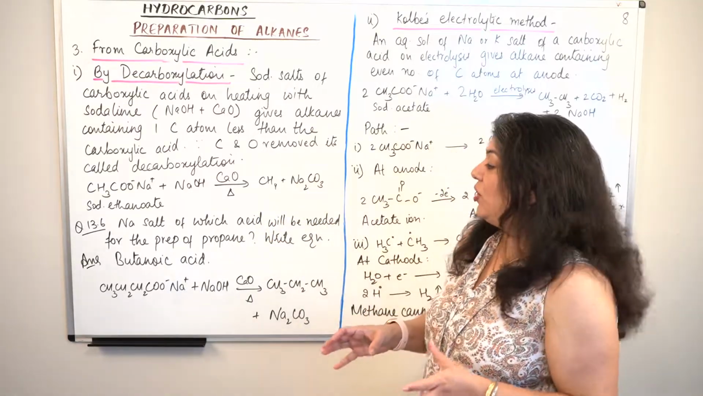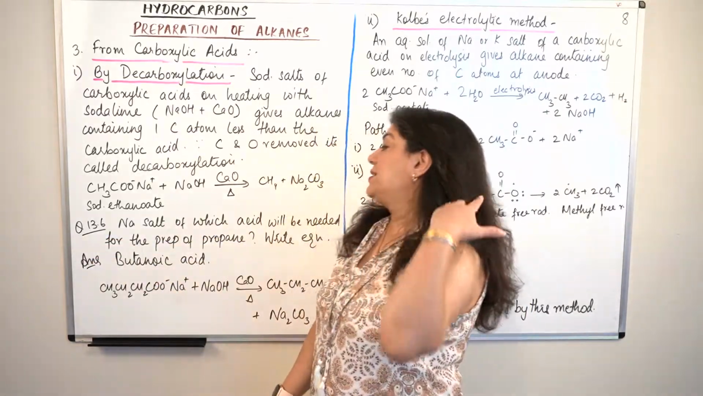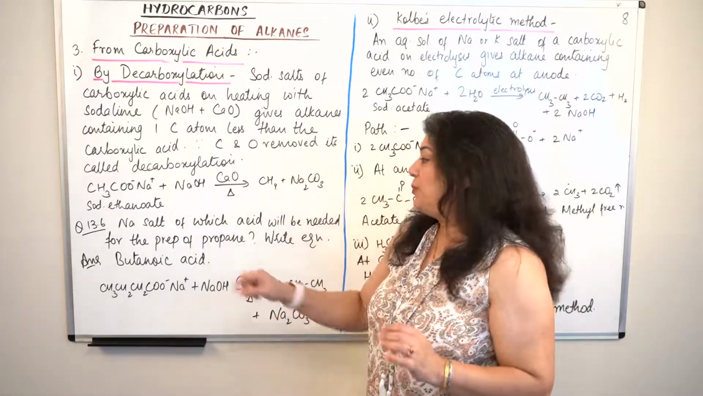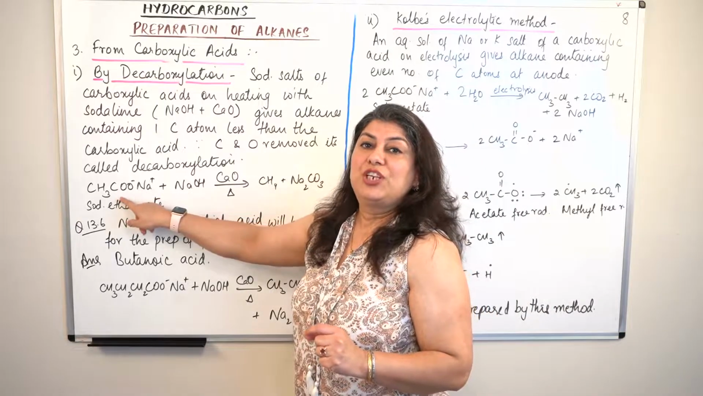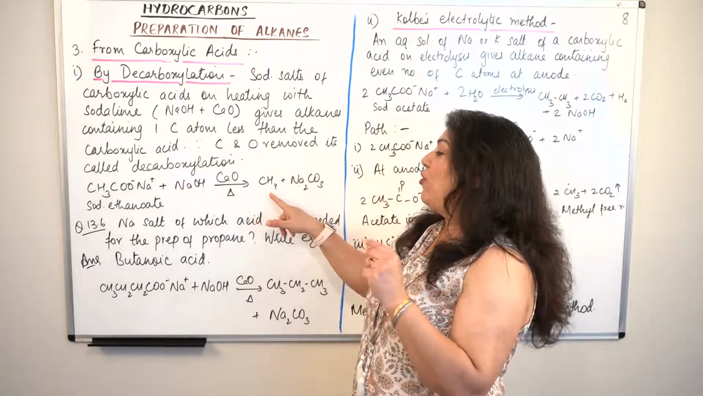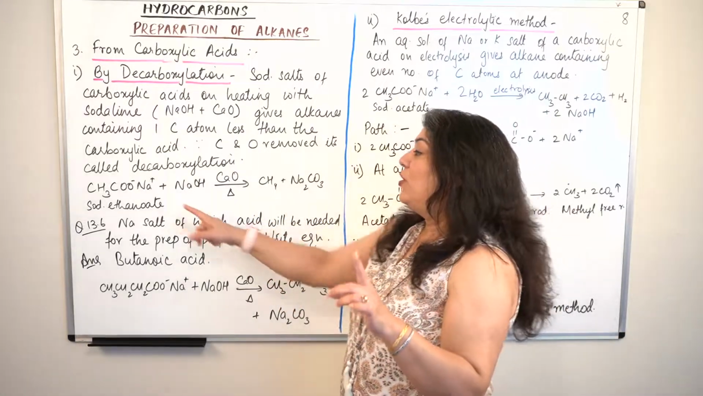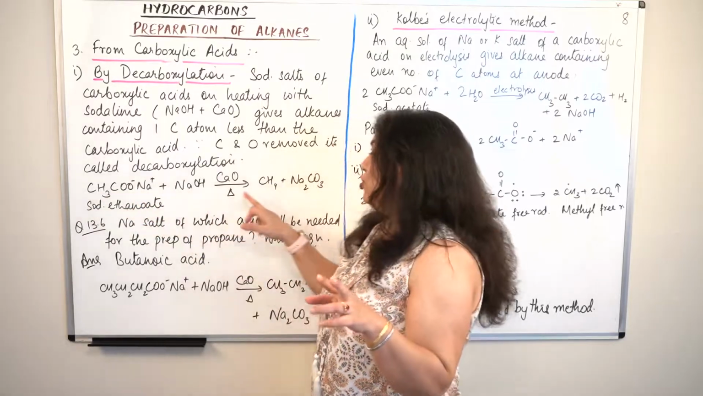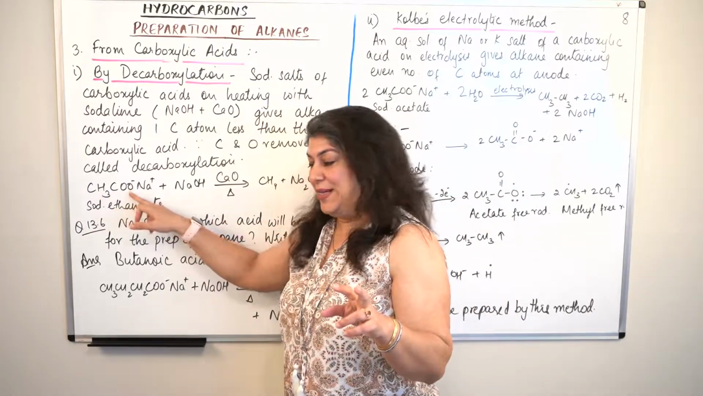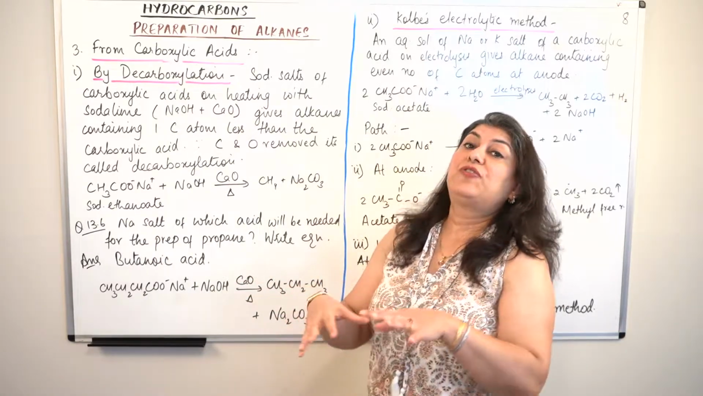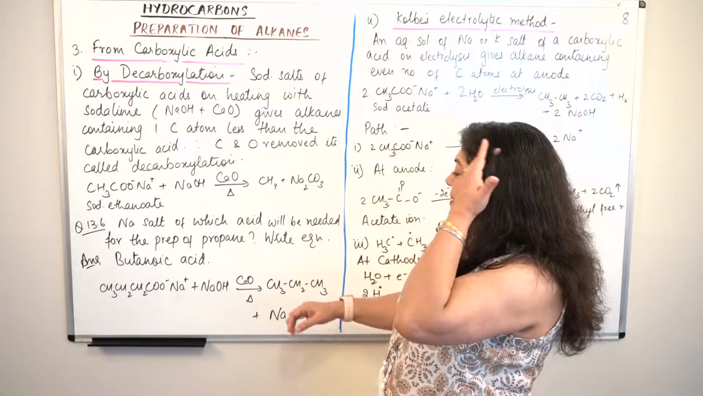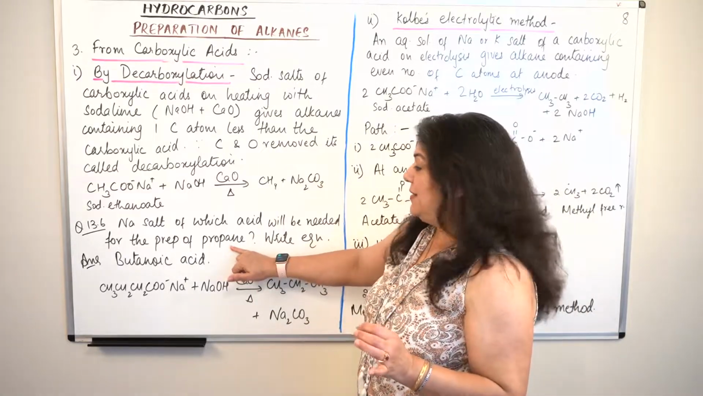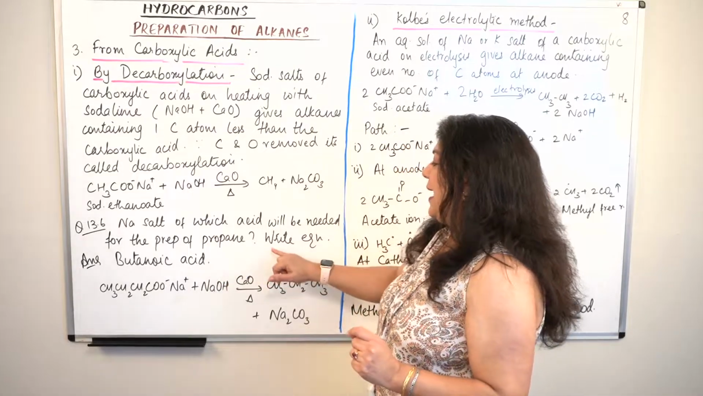So there's a solved example in your textbook, question 13.6, which says that sodium salt of which acid will be needed for the preparation of propane. If you wanted to prepare propane here, which sodium salt of which acid would you use? Since propane should be formed after the loss of one carbon atom, therefore it should be sodium butanoate, because you want propane. And sodium butanoate is obtained from which acid? It is obtained from butanoic acid. So the sodium salt of butanoic acid will be needed, and you have to write the equation.